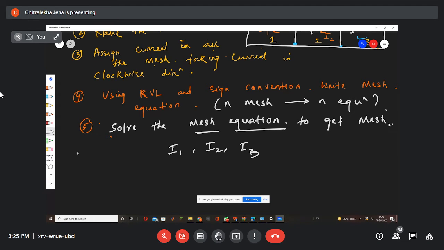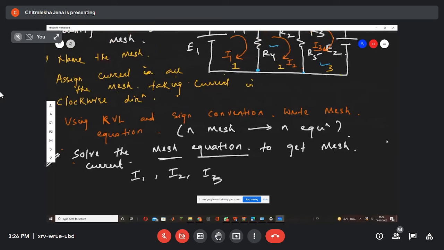Am I clear on all the steps? These steps you should follow very strictly. Writing the mesh equation is very, very important. How you are writing the mesh equation? Am I clear to all of you?